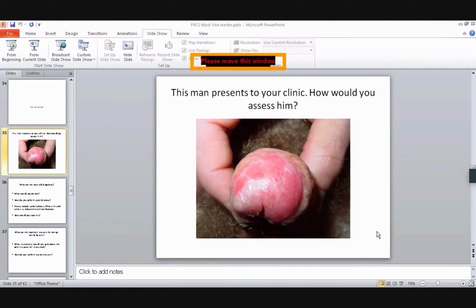In my history, I will establish this patient's age, how long he's had this lesion for, whether it's bled in the past. I'll ask about risk factors for penile cancer, such as previous STIs or HPV infection, smoking, phimosis, or previous use of UV radiation treatment.